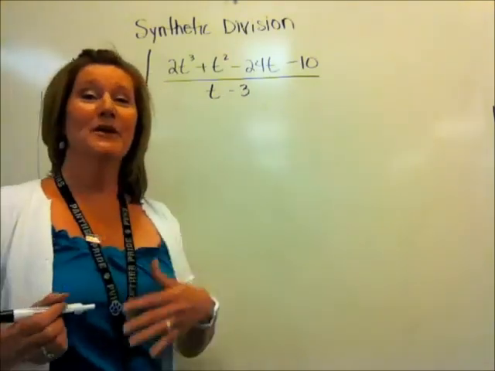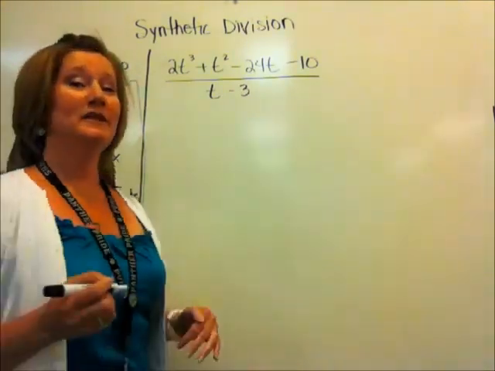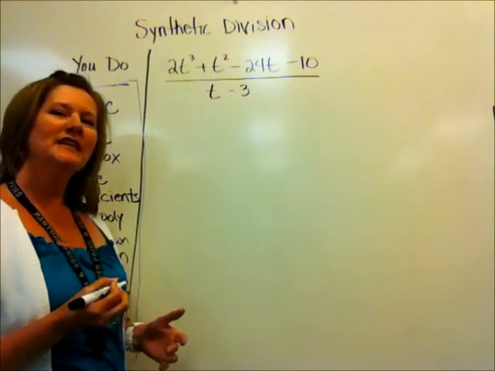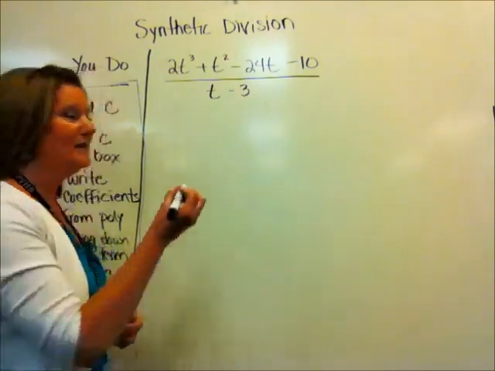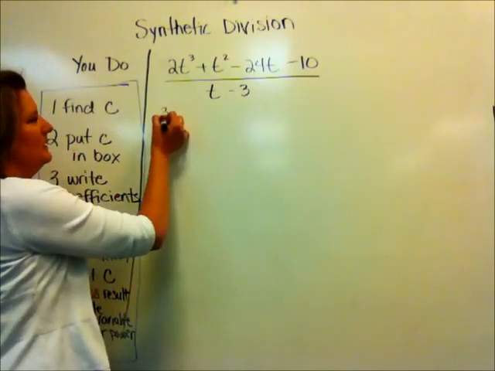Okay, so here we go. I'm just going to go faster. I'm going to go pretty quick now. I'm looking for C. It needs to be of the form x minus C, so I know that my C is 3. So I have my 3. I'm going to put it in my box.